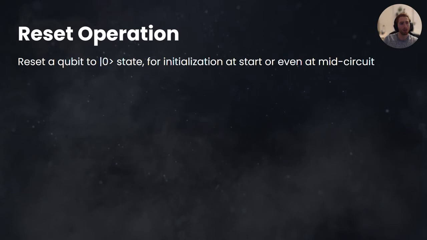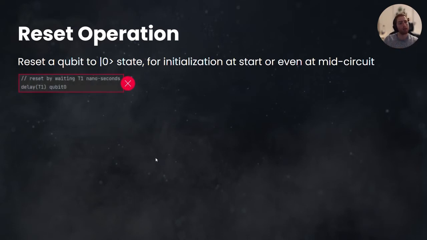Now, a different example, the reset operation. A lot of quantum algorithms assume the qubits start in some state, for example, the relaxation state, the zero state, right? The ground state. And some algorithms even use this operation in the middle of the circuit, and I'll give an example shortly.